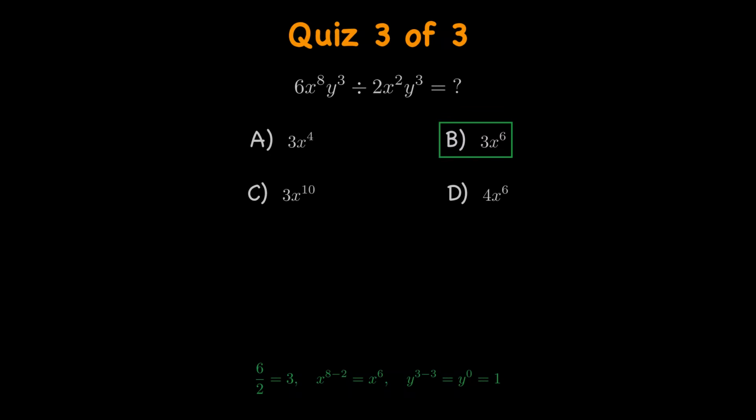If you chose A, you divided the x indices. 8 divided by 2 is 4, but we subtract, not divide. If you chose C, you added instead of subtracting.